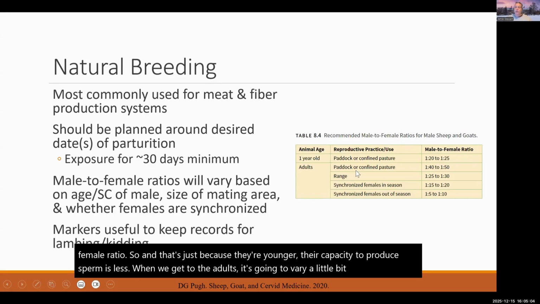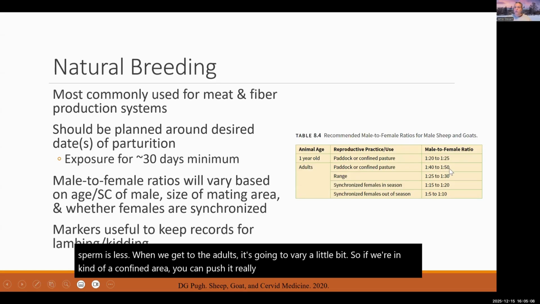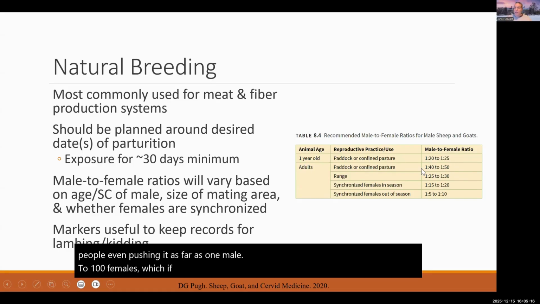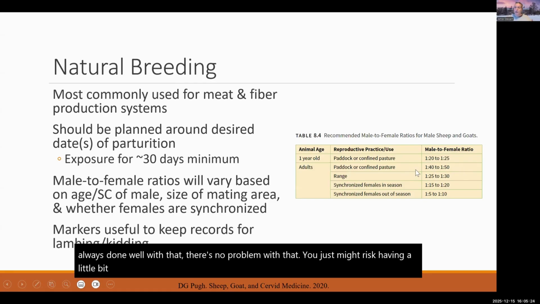If we're in a confined area, you can push it really hard, 1 to 40 or 50 females. I've heard people even pushing it as far as 1 male to 100 females, which, if he's a big guy and has a good scrotal circumference and has always done well with that, there's no problem. You just might risk having more spread out birthing if you're leaving him in there longer, if he can't get all of them in the first heat.